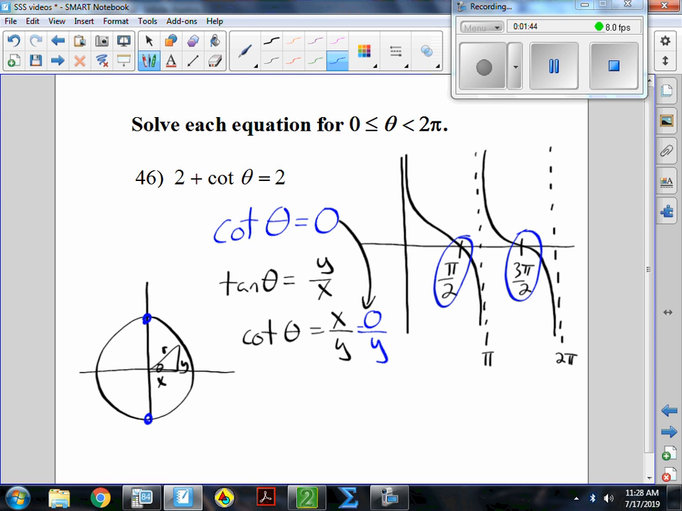Both of those values, if it was a unit circle, this would be 0, 1 and 0, negative 1. So the cotangent would be the x value divided by the y value, 0 divided by 1, and 0 divided by negative 1.